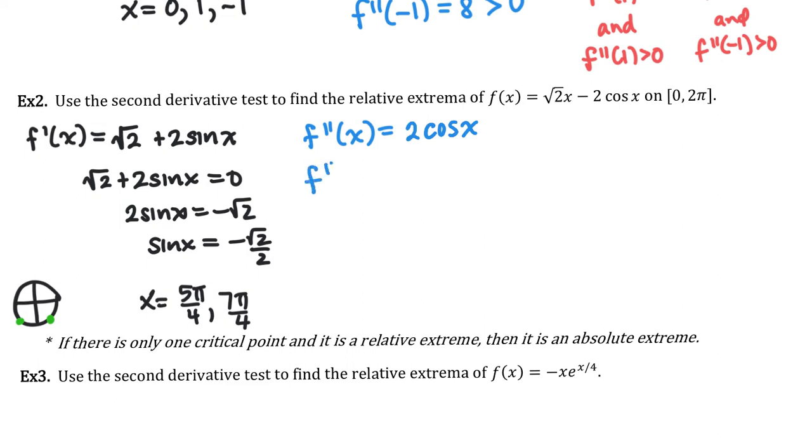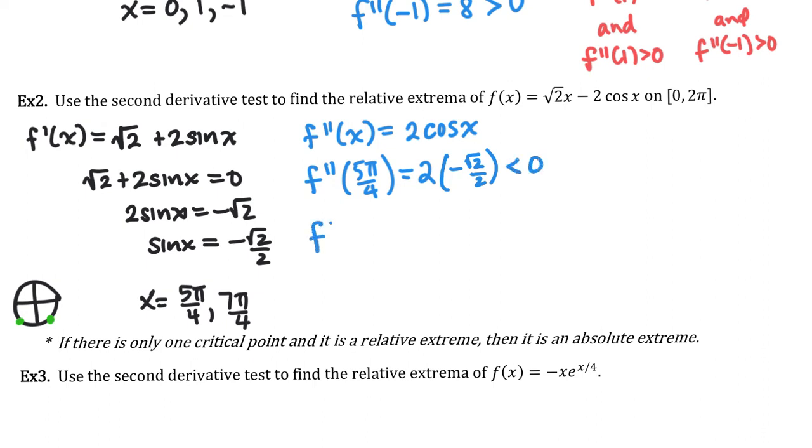So f double prime of 5 pi over 4 is 2 times the cosine of 5 pi over 4. The cosine of 5 pi over 4 is over here, which is negative root 2 over 2. Okay, which is actually negative root 2, but I really just care whether it's positive or negative, and I can already tell that that's going to be negative.